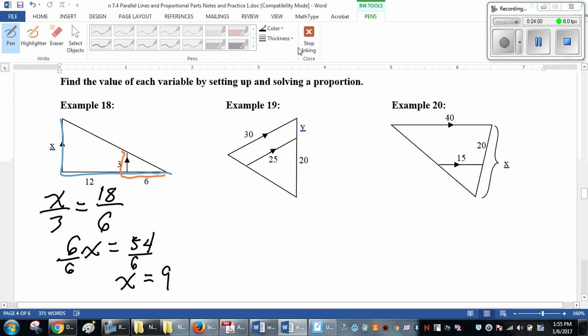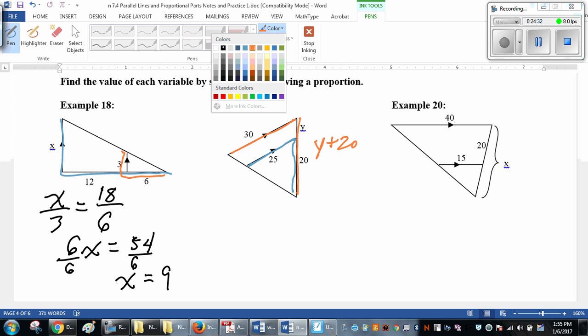I'm going to let you set this one up so you can check. Now notice again, the parallel lines are there, but this is a whole side of the big triangle. And this is a whole side of the small triangle. When we think about that whole side of the big triangle, it's not just y, it's y plus 20. That's the whole side. All right, set it up.